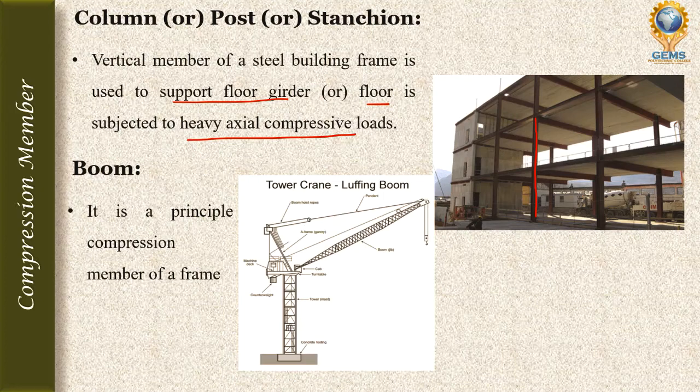And the final one is boom. It is a principal compression member of a frame. So this is a crane structure. This part is called the boom. It will carry the maximum compression load on the crane structure. So this is the boom. These are the examples of compression members.